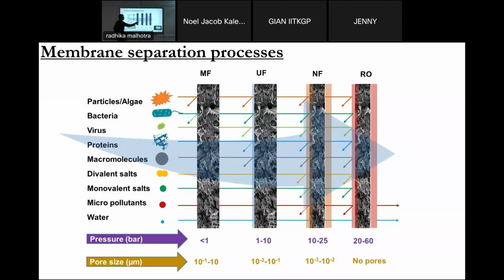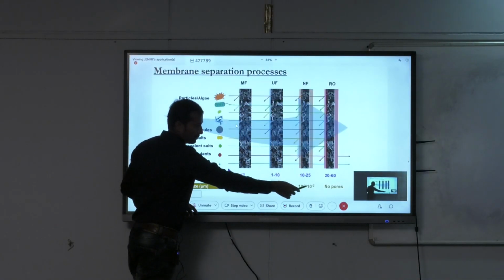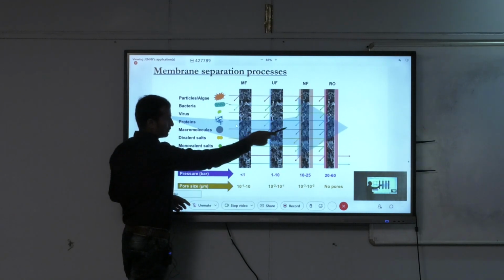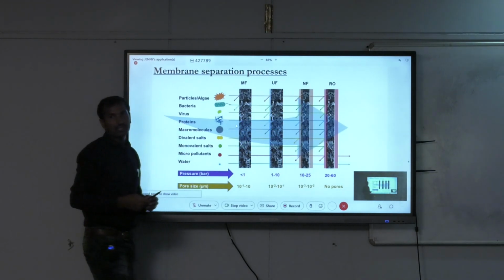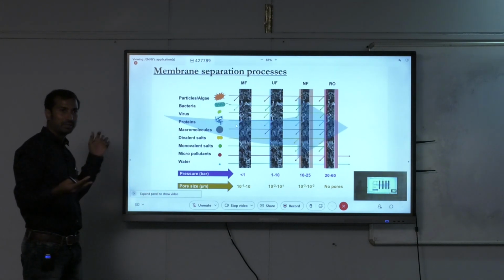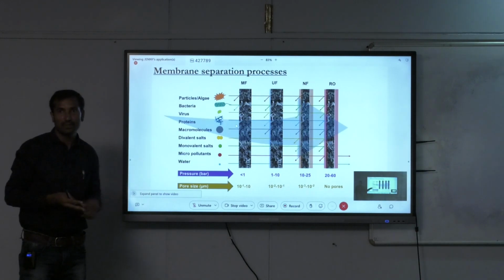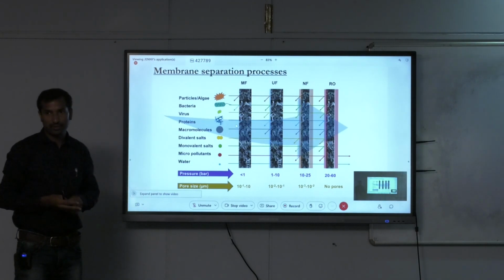Then the next process, ultrafiltration. The pore size range is 0.01 to 0.1 micron. Then if you move to nanofiltration, it is 10 to the power minus 2 to 10 to the power minus 1. Then if you go to reverse osmosis, there are no pores, so water will penetrate through a diffusion process. Hardly can you see the pores in reverse osmosis filtration.